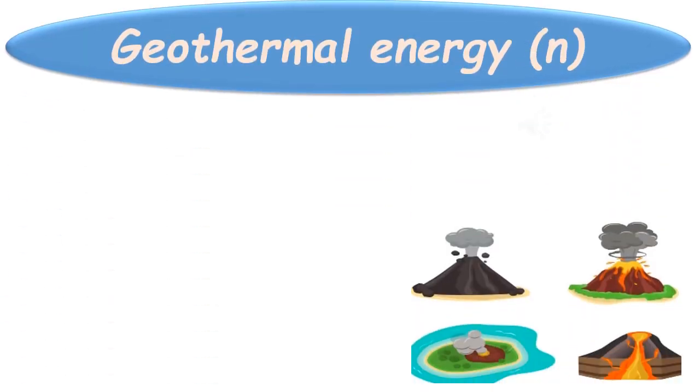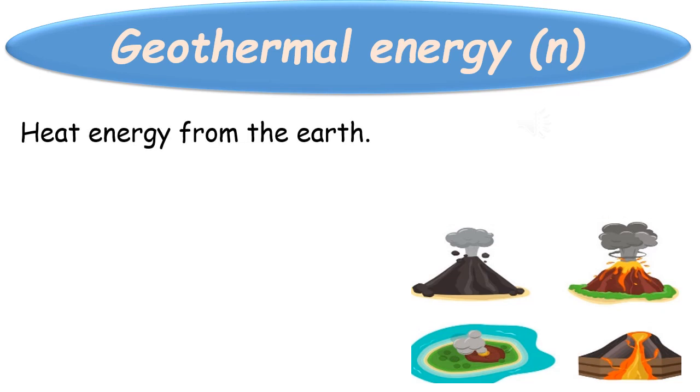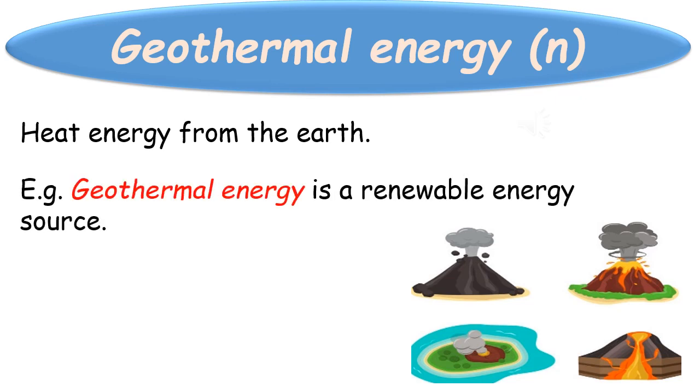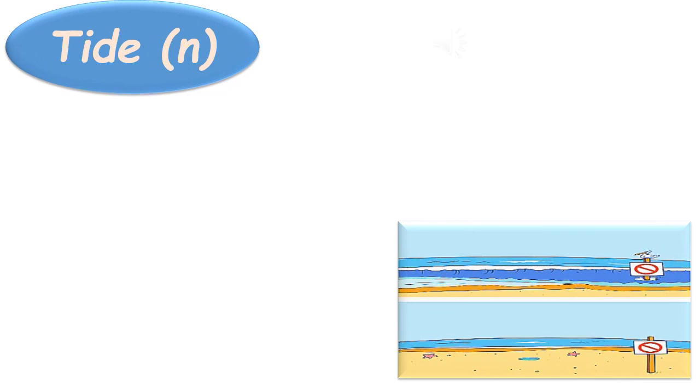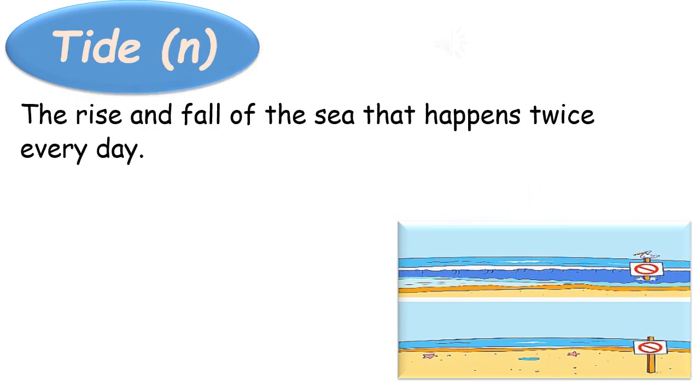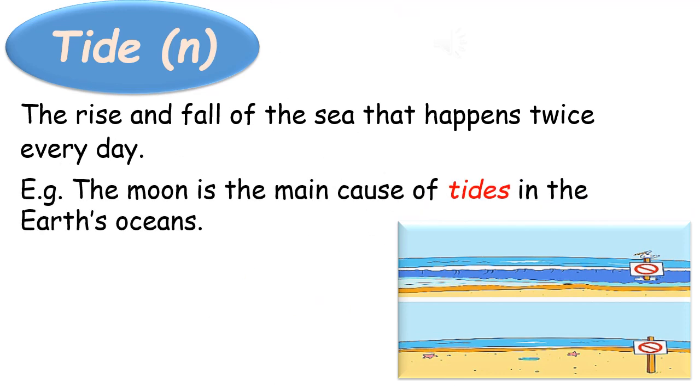Geothermal energy. Geothermal energy is heat energy from the earth. Geothermal energy is a renewable energy source. By the way, I can say renewable or renewable. Tide. The rise and fall of the sea that happens twice every day. The moon is the main cause of tides in the Earth's oceans.